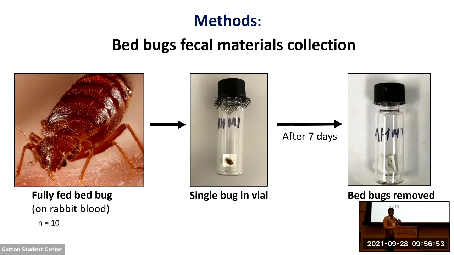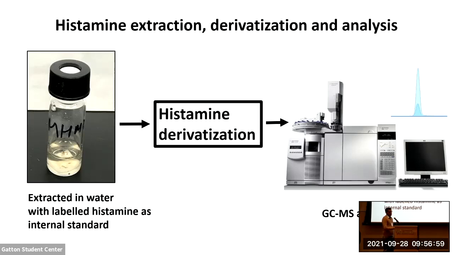So again, for the histamine extraction, I extracted the histamine in water. I use a labeled histamine, which acts as an internal standard, to compare the histamine with the bedbugs. And there is GCMS analysis for quantifying the histamine quantity. I have a series of processes, and I use the final solution of histamine in toluene, which is one of the solvents, to analyze in GCMS so that I can quantify the amount of histamine in the bedbug sample.